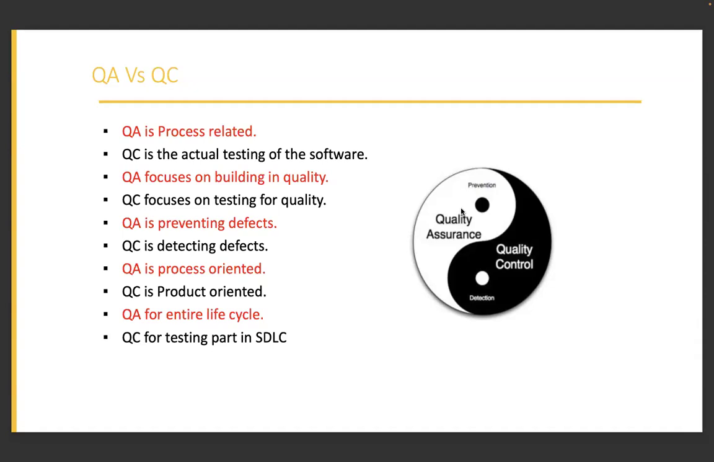QA will remain for the entire SDLC, guys. It is not only for QA, it is also for development, maintenance, and requirement analysis, because over there also you need to make sure the documentation is correct. But quality control will be for the entire cycle; you can consider it one of the modules that is part of the software development life cycle.